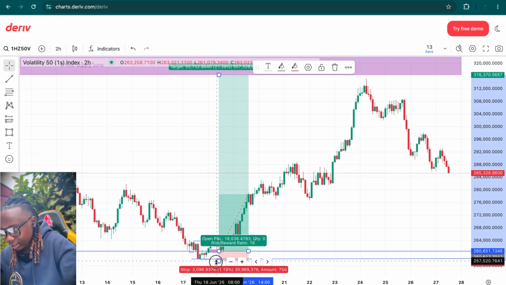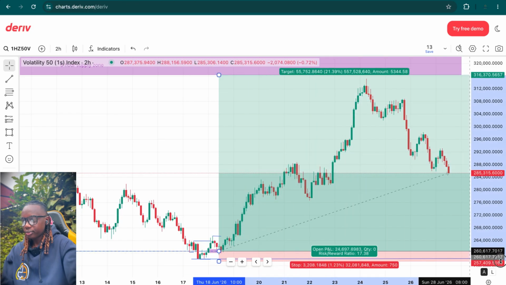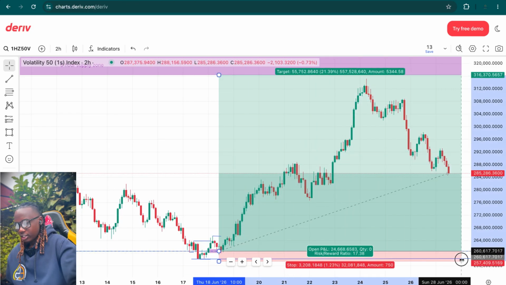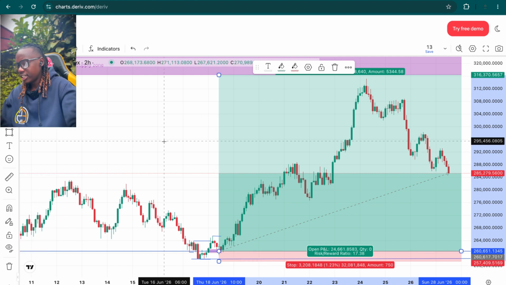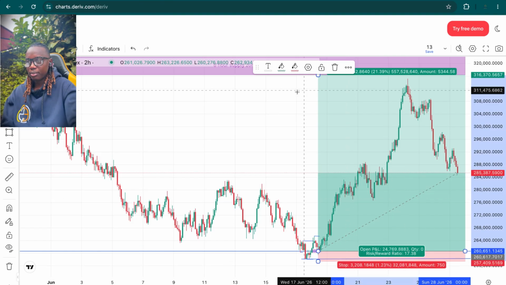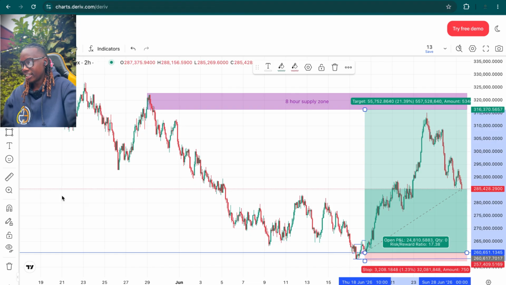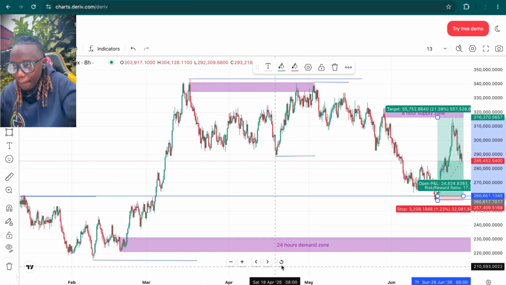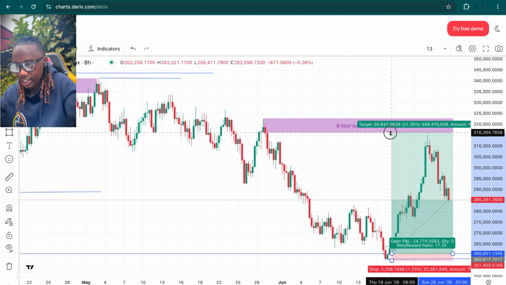It was a 1:17 risk to reward trade. So somewhere there. So I placed my take profit there. My stop loss was just below the low, and you can see my entry. It was my 15 minutes, and we had a very good momentum, but price did not go all the way to our 8 hours. Price did not go to our 8 hours supply zone there.